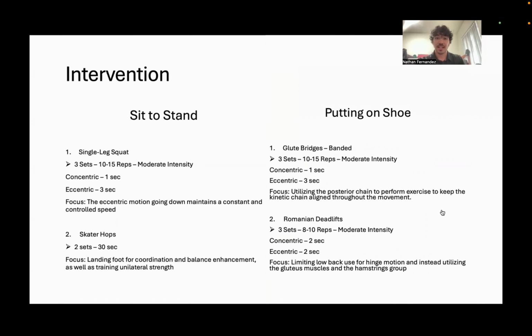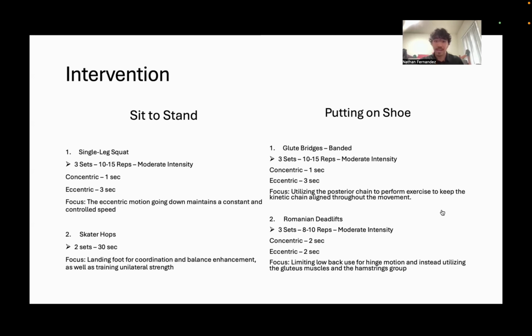Next, we have our intervention slide. So starting with the sit-to-stand, we have a single leg squat as well as skater hops for our exercise. Now, the reason I chose these ones is because the single leg squat will help as an intervention to mitigate current impairments and correct the movement patterns.